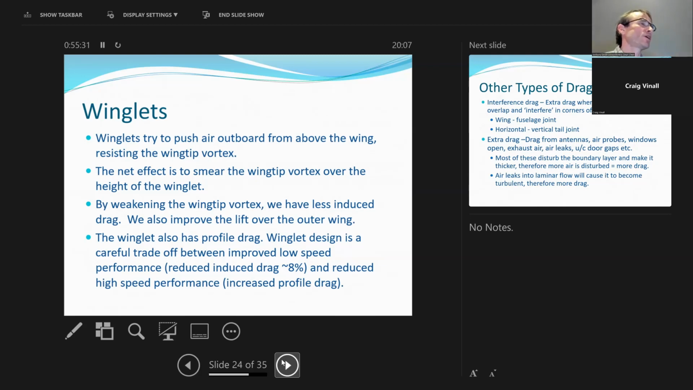Now, if the air is trying to form a vortex, it's trying to spiral over the wing and move inboard on the upper surface, and you've got the winglet trying to push that air back outboard again, it's going to weaken the effect of that vortex. The net effect is that the vortex gets smeared out over the height of the winglet. So taller winglets are actually more effective, more efficient. You're smearing the vortex over the height of that winglet.